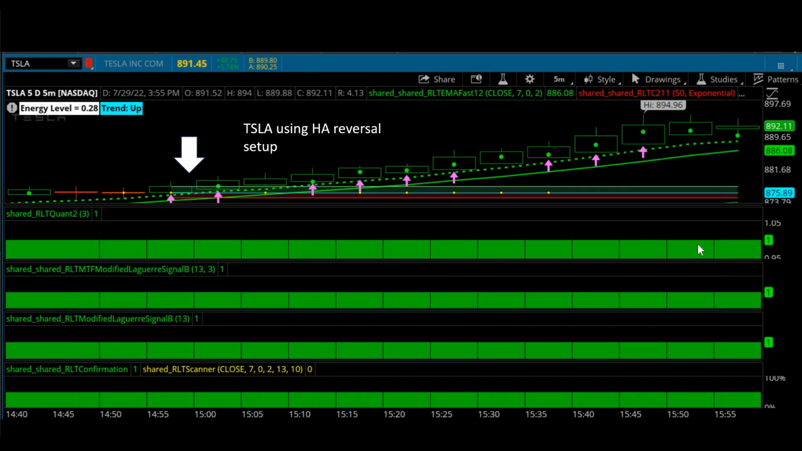This is a long-term trend. This is multi-time frame momentum. This is critical. This is the momentum across multiple time frames. If we were looking at the 5-minute chart, it would show 5, 15, and 45. All 3 of those would all be moving up in the same direction.